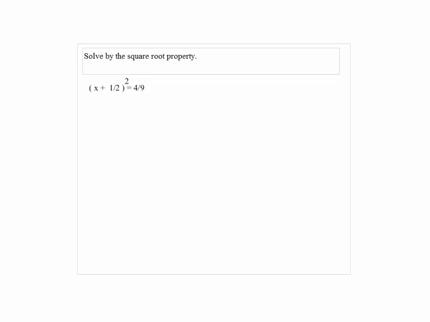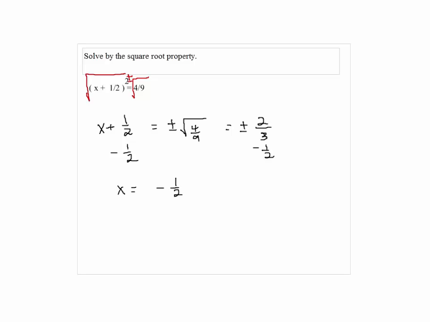Solve by the square root property. X plus 1/2 squared equals 4 over 9. By taking square root on both sides, and don't forget plus minus in front of radical 4 over 9, we have x plus 1/2 on the left hand side, and on the right hand side we have the radical 4 over 9, which is the same as plus minus 2 over 3. So to find x, subtract 1/2 from both sides, so we have x equals negative 1/2 plus minus 2/3.